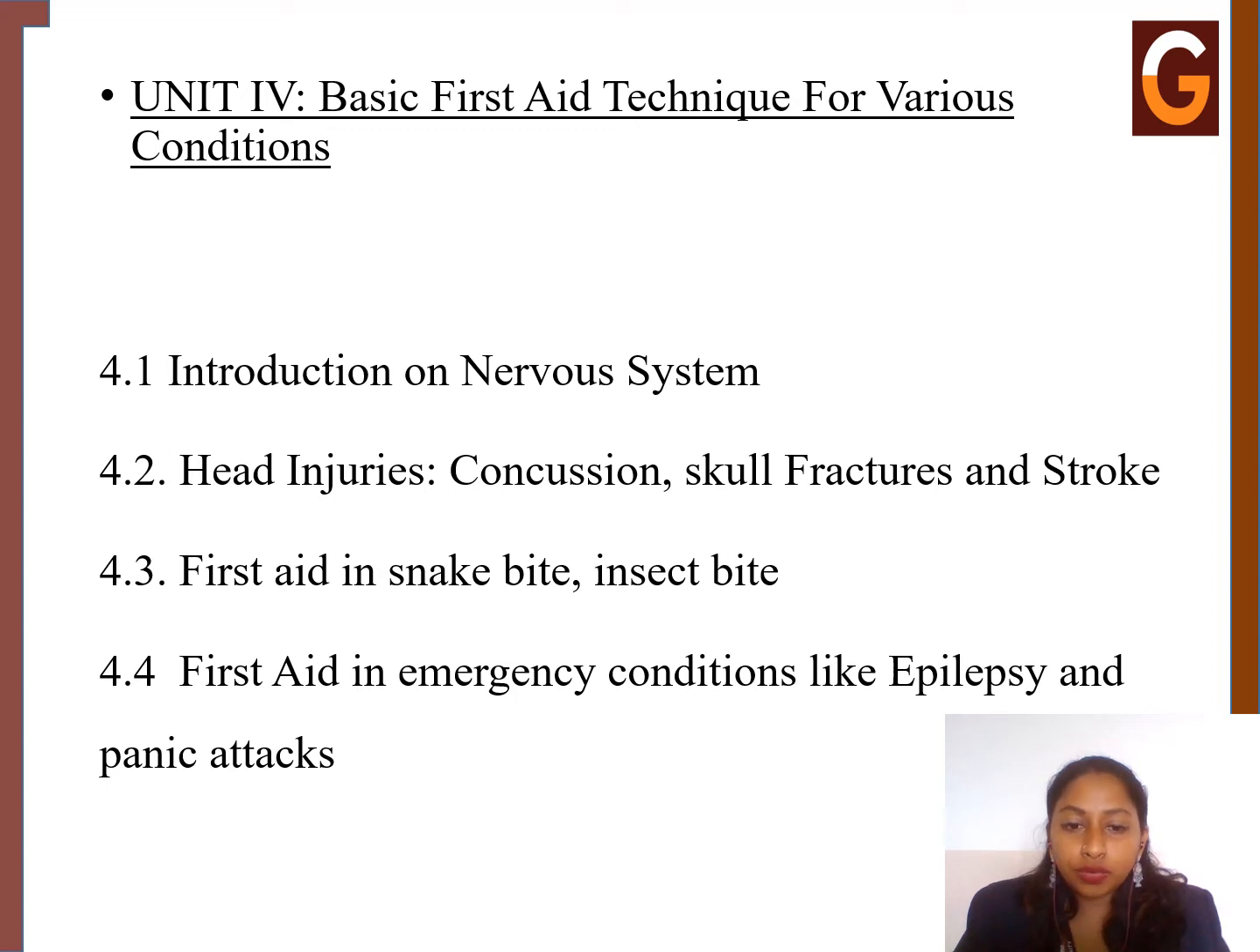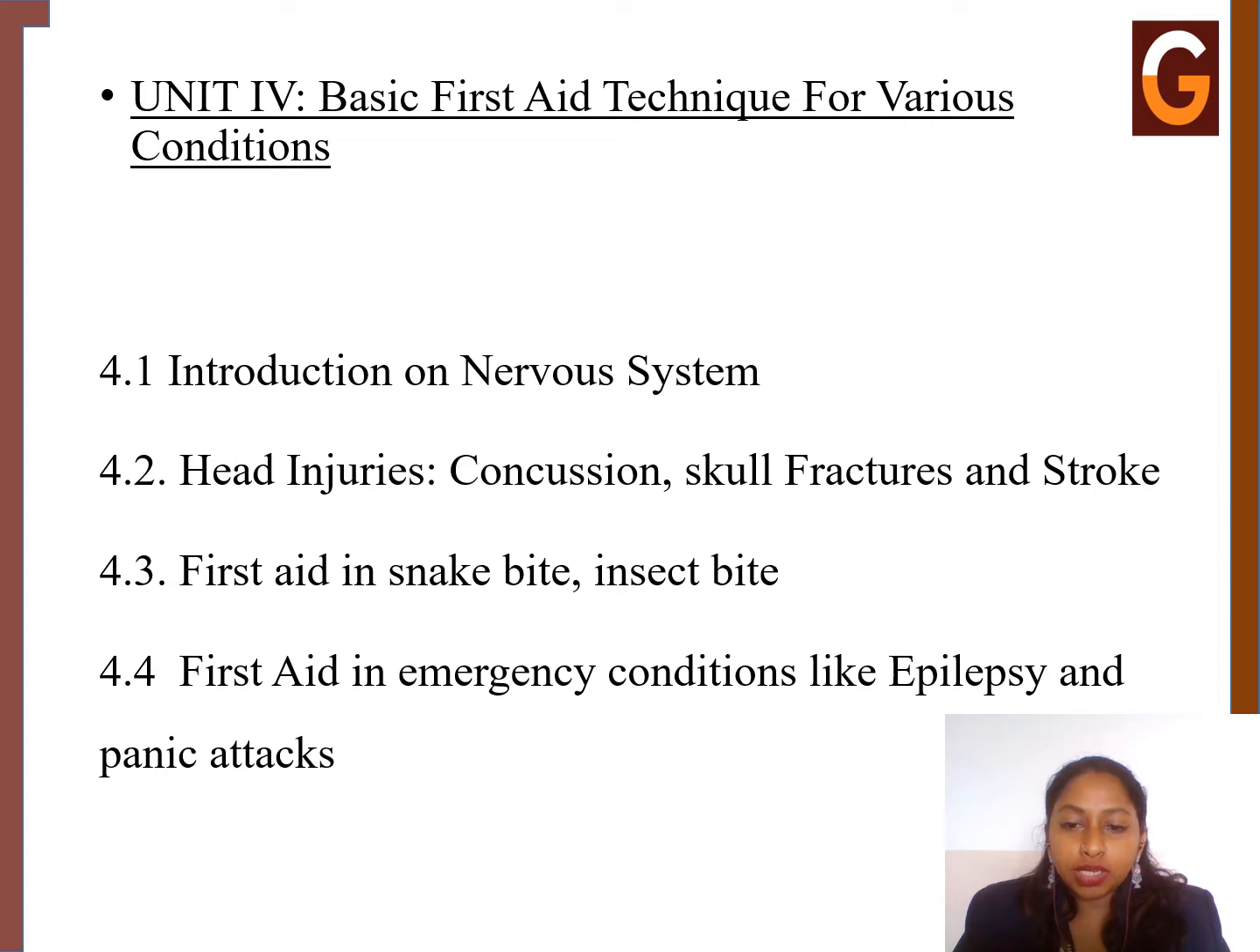In unit 4.3, we will be giving a snake bite, insect bite, all kind of bite which we can see from an insect or some other animals or organisms. So we will be dealing in that if it is poisonous, what we can do at that particular situation. That will be dealing in 4.3.